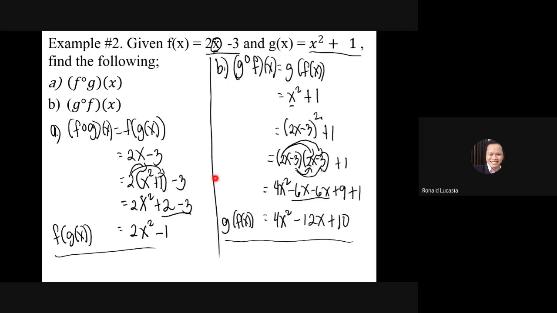Try to digest the solution, and if you have some clarification but you are shy to open the microphone, you can maximize the use of the chat box. Okay? So no one is asking a question, so I assume the solution is clear to you. However, if there are some instances later on that you don't understand, you can immediately unmute yourself.